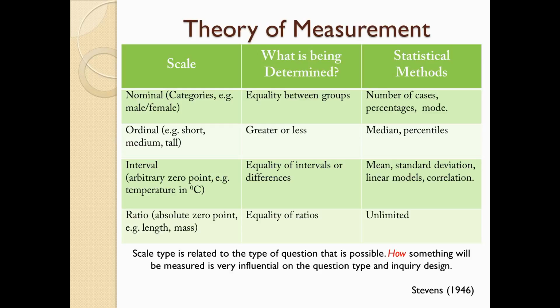So these are things to think about when you're defining variables and how you're going to measure those variables, and then thinking about techniques or science inquiry methods that can get you collecting data that's as close to the ratio level of measurement as possible.